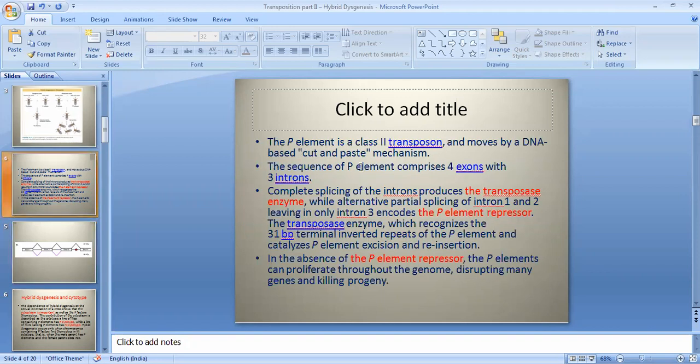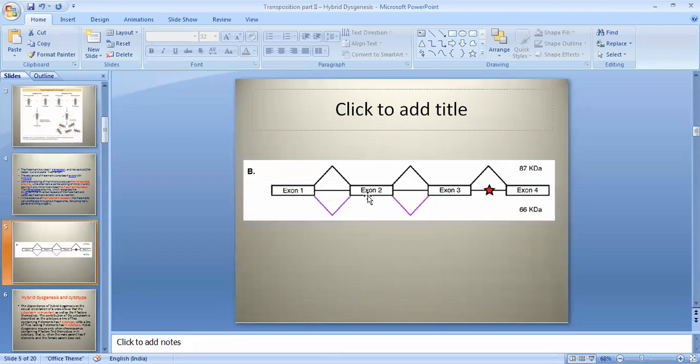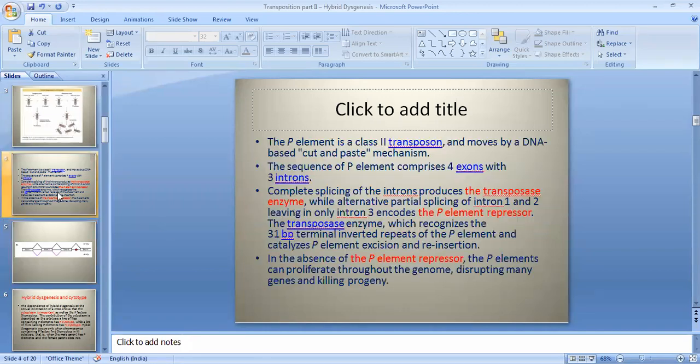Now, there are a lot of examples of this kind of differential splicing, and it gives rise to different types of proteins from a single gene. This is also one mechanism to produce variation in proteins. Now, the complete splicing of introns produces the transposase enzyme.